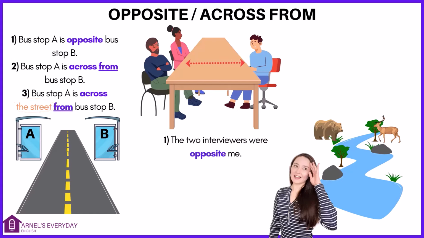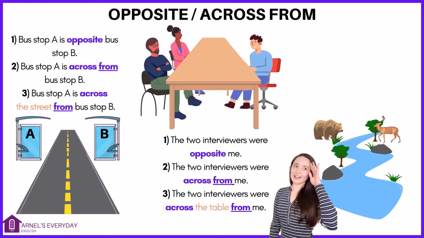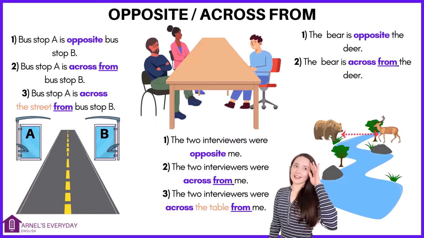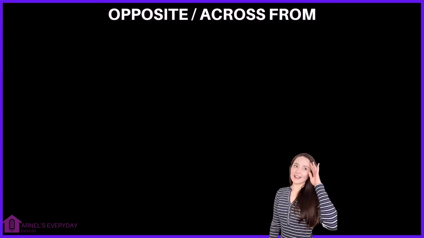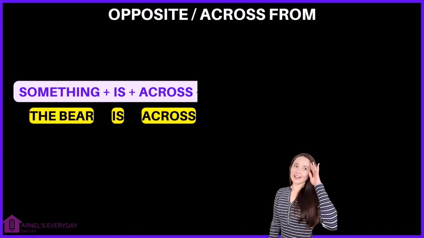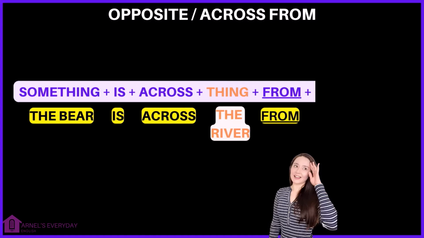The two interviewers were opposite me. The two interviewers were across from me. The two interviewers were across the table from me. In this example, I am mentioning the table. The bear is opposite the deer. The bear is across from the deer. The bear is across the river from the deer. So there are many ways you can say the same thing, but if you want to emphasize the thing in the middle, use something is across thing from other thing.